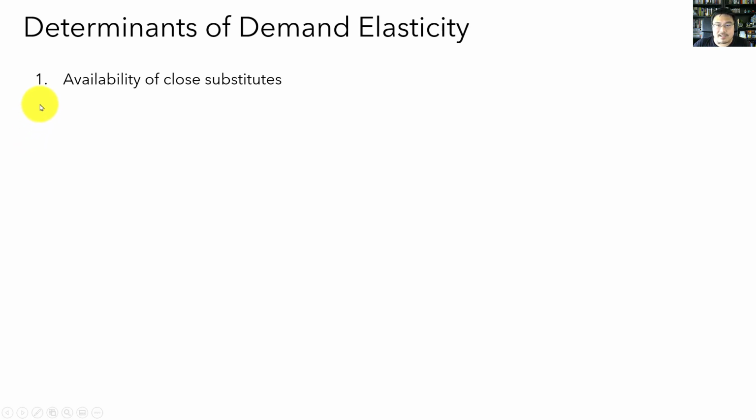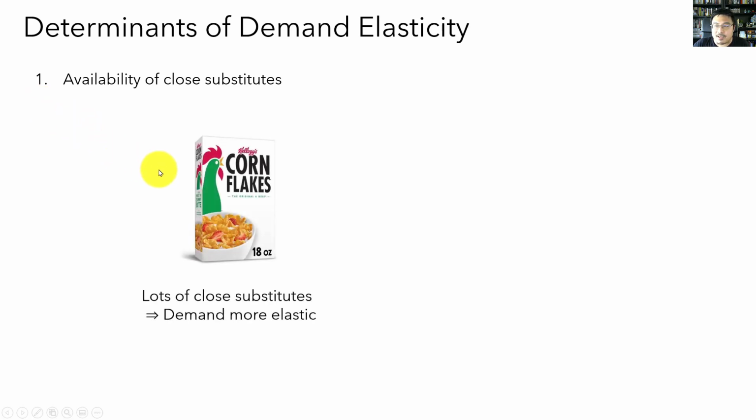And the reason for this is that when a good has a lot of close substitutes, then when the price of that good rises, people can easily switch to one of the substitutes, right? And so an example of that could be cornflakes breakfast cereal, right? There are lots of other breakfast cereals in the market to choose from. And so if the price of cornflakes rises, then a lot of people are going to switch from buying cornflakes into buying some other cereal. And so the quantity demanded of cornflakes is going to fall significantly, right?